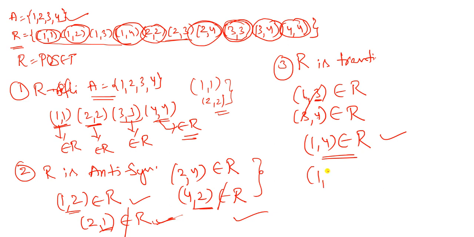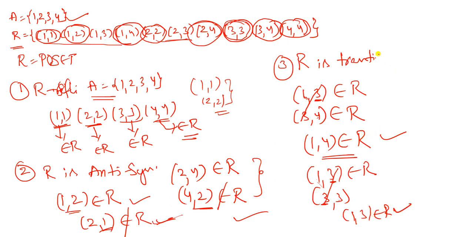Not only that, 1 comma 3 belongs to R and we have the relation 3 comma 3. Check the second element and the first element. You just cross it and get 1 comma 3. 1 comma 3 belongs to R. So R is transitive.